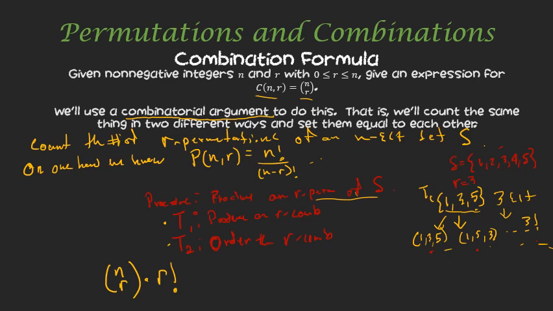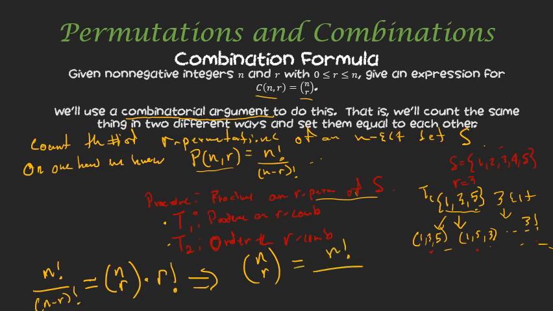So on one hand, we found the number of R-permutations was this number, n factorial over n minus R factorial. On the other hand, we saw it was equal to this. And so what this means is that they have to be equal to each other. We counted the same thing, the number of R-permutations. And I want to solve for n choose R. That's my goal here. And so it follows that n choose R, if I divide both sides by R factorial, is n factorial over R factorial times n minus R factorial.